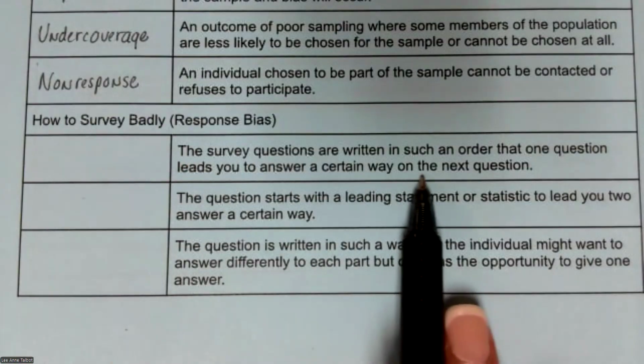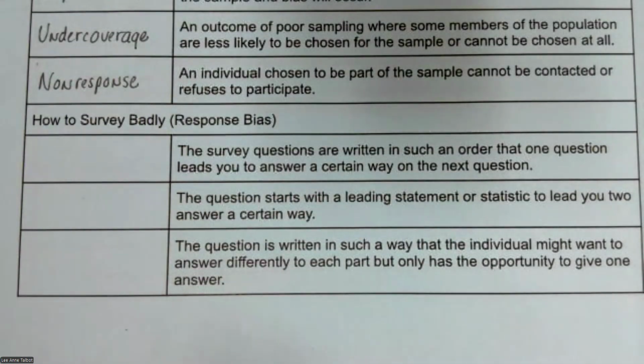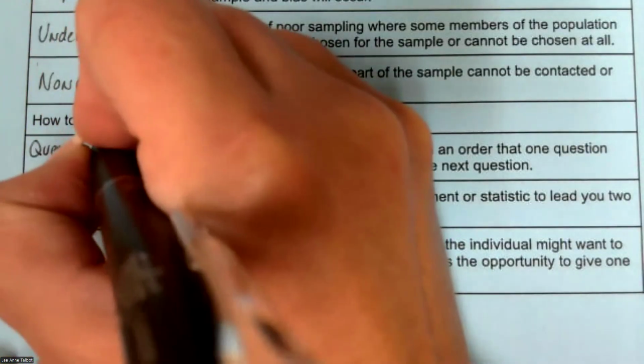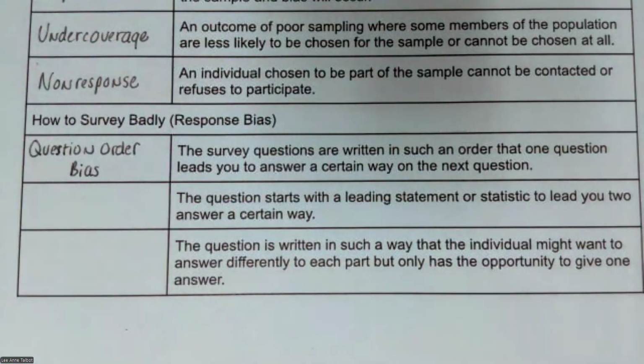The survey questions are written in such an order that one question leads you to answer in a certain way on the next question. This is called question order bias. That's a really easy name for that one. Okay, let's give you an example of question order bias. Question number 1. Did you go out with your friends this weekend? Question number 2. Rate your happiness from 1 to 10.